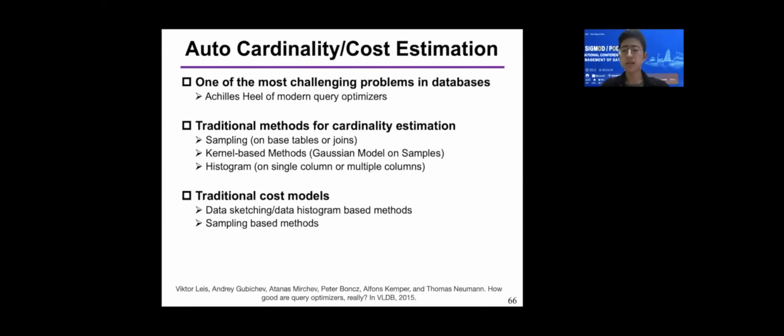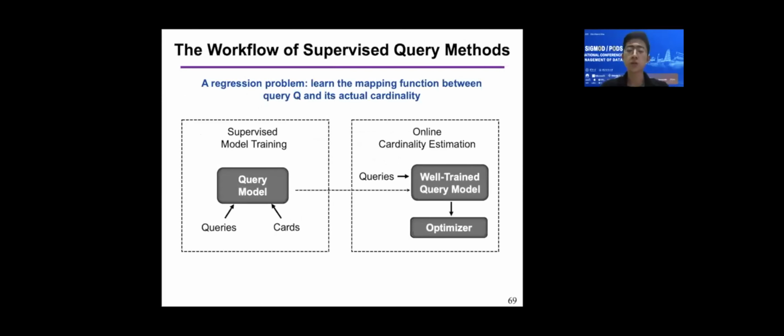Cardinality estimation is to estimate the size of the SQL query's results. Traditional methods are based on sampling or kernel-based methods, and they cannot accurately estimate the results. And for the cost model, histogram-based methods mainly model the data distribution of single columns and fail to work for multiple columns. And sampling-based methods also have the performance degradation problem.